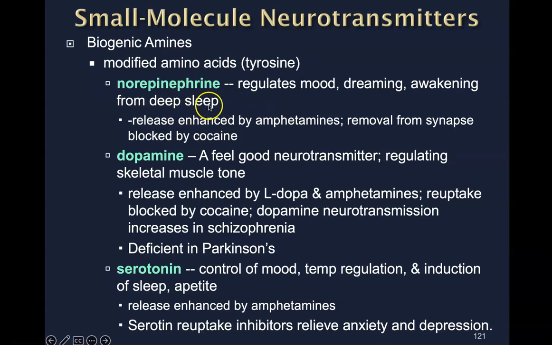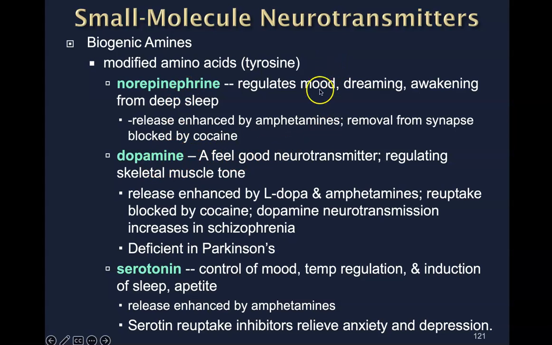The release of norepinephrine is actually enhanced by amphetamines. And then another drug that is going to enhance the effects of norepinephrine as a neurotransmitter is going to be cocaine. It will actually block the removal of norepinephrine from that synapse, okay? So again, it's going to allow that norepinephrine to hang out there even longer. So amphetamines and things like cocaine are actually going to enhance the effect of that norepinephrine neurotransmitter.